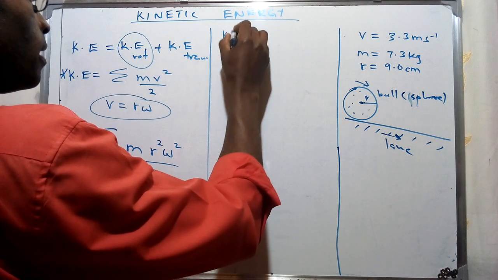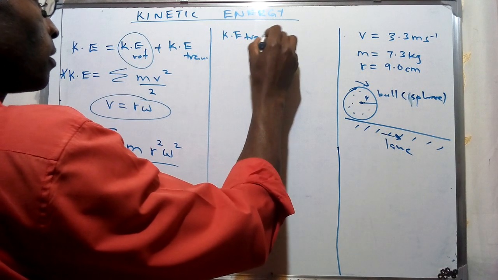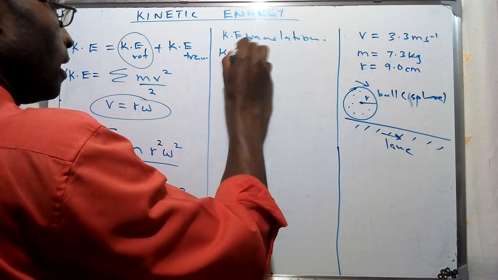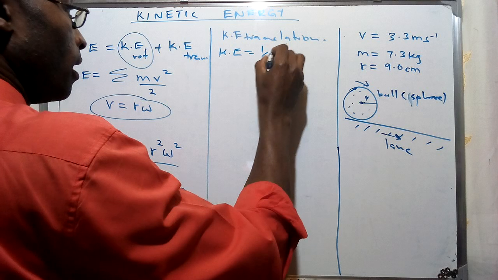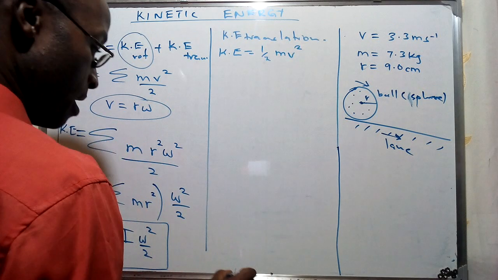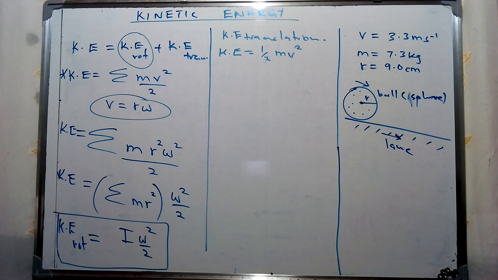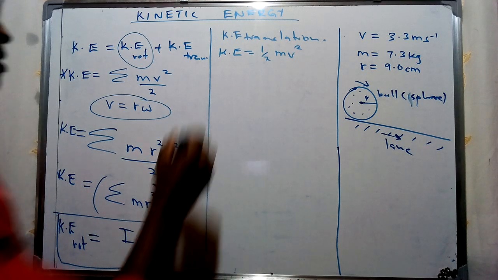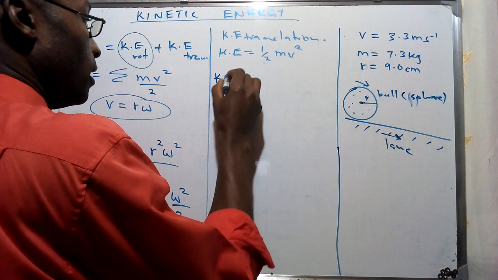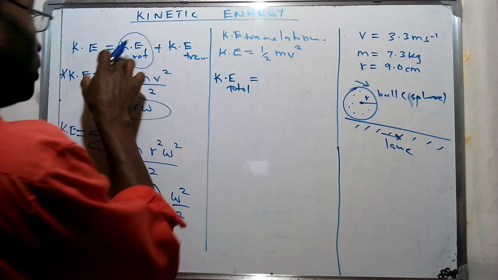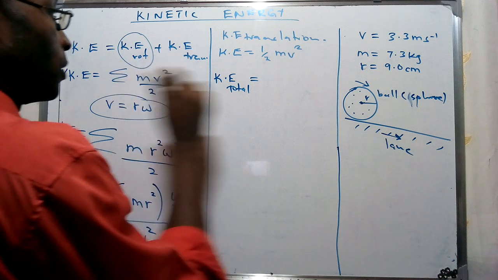As well, we can describe the translation component of this specific ball by considering the kinetic energy equivalent to half m v squared. And in this case, the total kinetic energy is therefore equivalent to the rotational component plus the translational component.